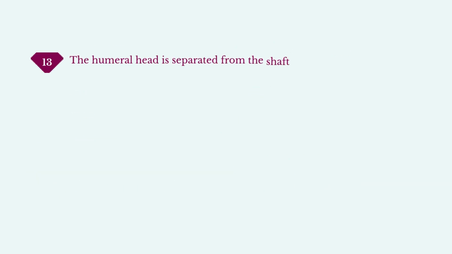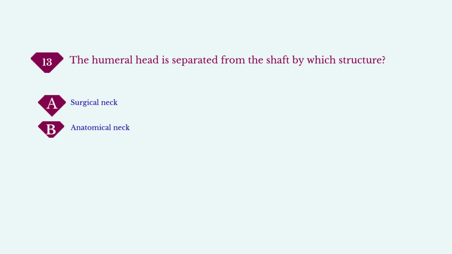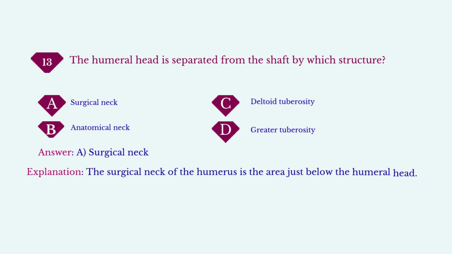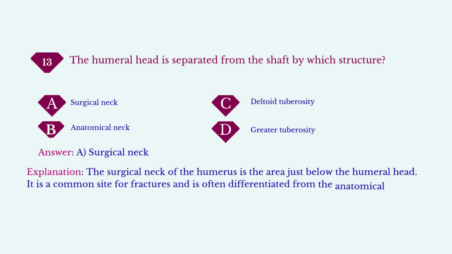The humeral head is separated from the shaft by which structure? A. Surgical neck. B. Anatomical neck. C. Deltoid tuberosity. D. Greater tuberosity. Answer: A. Surgical neck. Explanation: the surgical neck of the humerus is the area just below the humeral head.